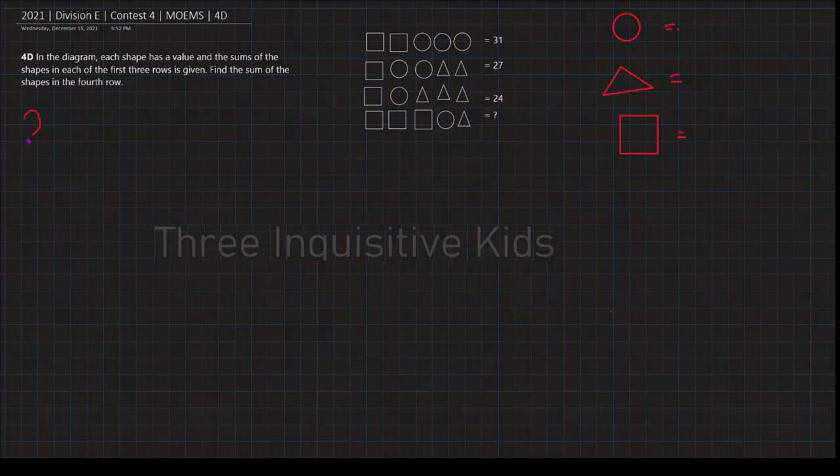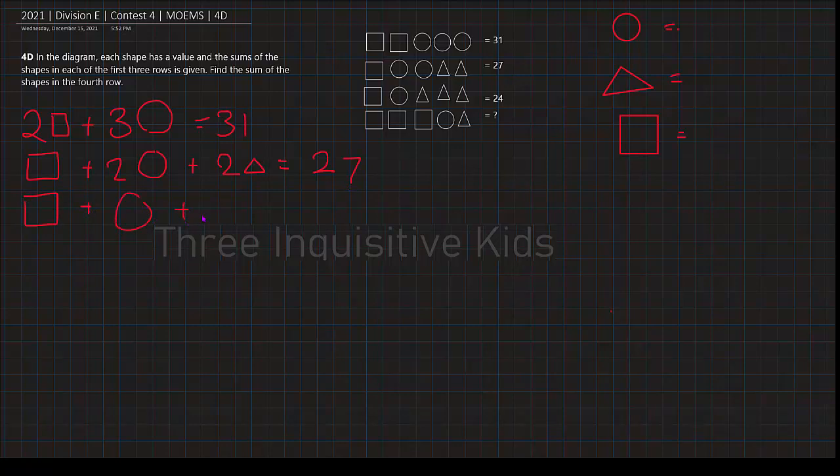So the first one can be written as 2 times squares, plus 3 times circles equals 31. The second is 1 square plus 2 circles plus 2 triangles equals, in the problem it says 27. And the third is 1 square plus 1 circle plus 3 triangles equals 24.